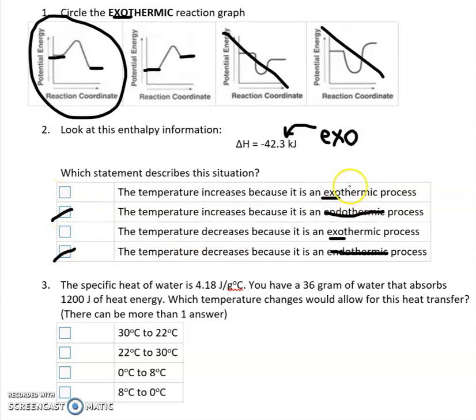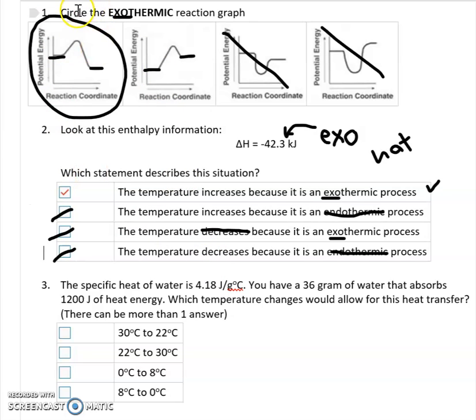In an exothermic process, I know that the temperature, meaning outside of the system, the surrounding temperature, is going to get hot. Exothermic is hot. Not hat, hot. So the temperature increases because it is an exothermic process. That sounds right, temperature getting hotter. Temperature decreases because it is an exothermic process? Temperature wouldn't decrease in an exothermic. It would increase because it's getting hot. So my right answer is A.